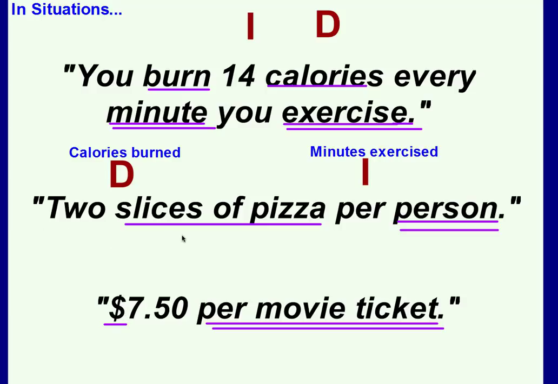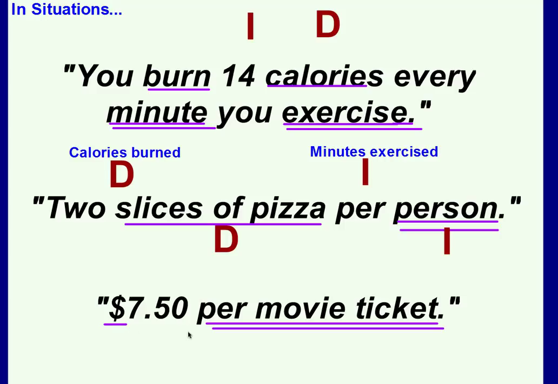In our second example, 2 slices of pizza per person. Okay, think about it. We're talking about the number of slices we need and the number of people. Which one can change? The one that can freely change is the number of people. How many people are eating pizza? You need to know that before you can determine how many slices of pizza to buy. So your independent is the number of people, and your dependent would be your slices of pizza.